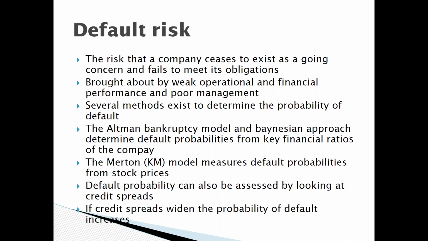Okay, so default in general is a risk that happens every now and then. You had companies like Kingfisher default. Yes. So default probabilities can be gauged by a number of models. There is the Altman bankruptcy model, there's a Bayesian model, there's a Merton model, which looks at default from stock prices. But how do you actually gauge default probability? By looking at credit spreads. You can actually gauge default probabilities by looking at credit spreads as well.